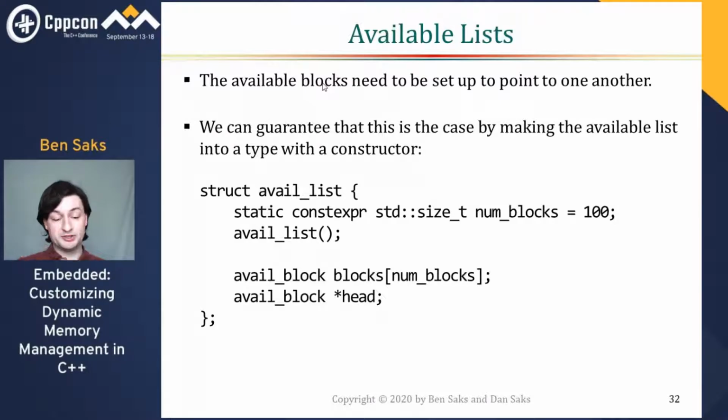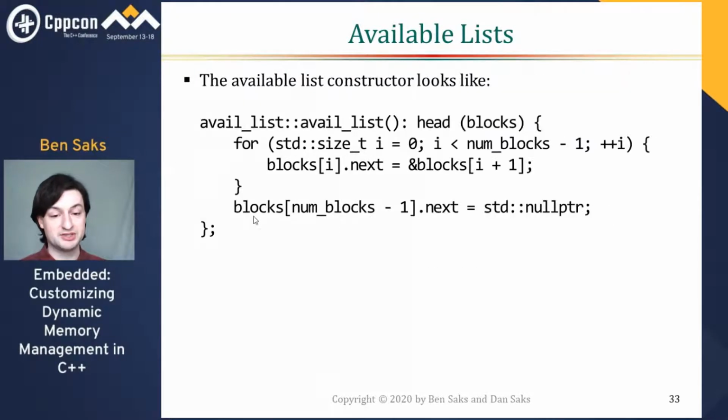So once we've created that block type, we then need to set up all the blocks so that they form a linked list. And we can do that by placing those blocks in this struct avail list and writing a constructor that causes each block to point to the next block. So inside the avail list constructor, it just goes through the list of blocks, makes each block point to the next block, the i+1 block. And then at the very end, the last block points to null. At that point, we're out of memory blocks to allocate.